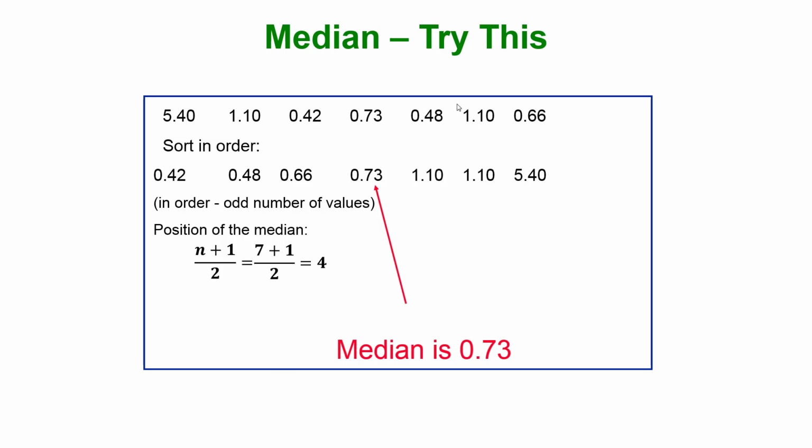Notice that there were an odd number of pieces of data. So when you add that 1, you get an even number that's divisible by 2. That tells you that your median is actually going to be one of the data values.